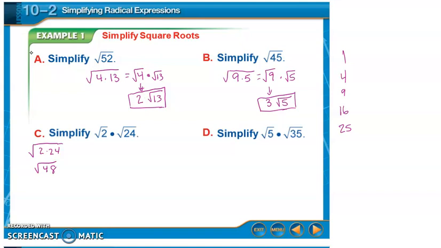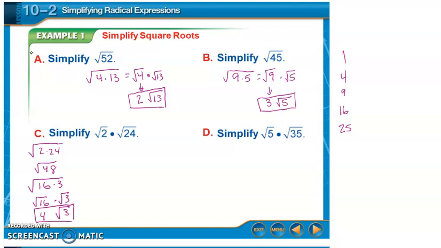Then you find the perfect square factor of 48. That would be 16 times 3. Square root of 16 is 4. Square root of 3 is just the square root of 3. There's no perfect square factors in there.